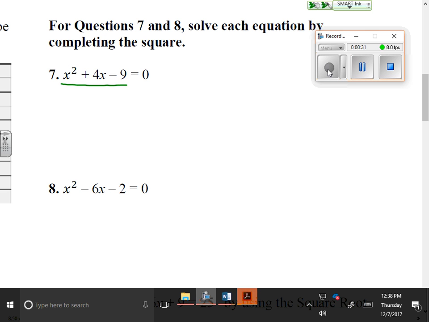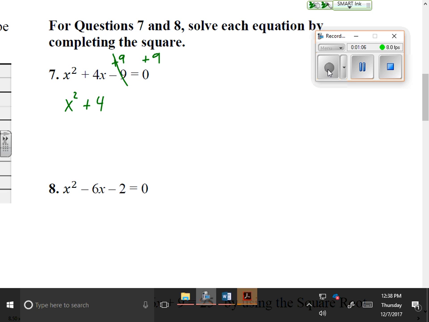You take the b value, which is 4, cut it in half, and square it. Is that value equal to -9? No. So that means this is not a perfect square trinomial. So what we want to do then is get rid of that 9. Go ahead and add 9 to both sides so that it cancels there.